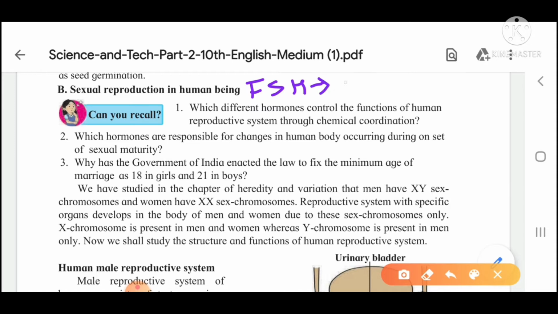FSH, the full form of FSH is follicle stimulating hormone. Follicle stimulating hormone. This is the first hormone responsible for the reproductive system in humans. And second is LH, you can note this down.